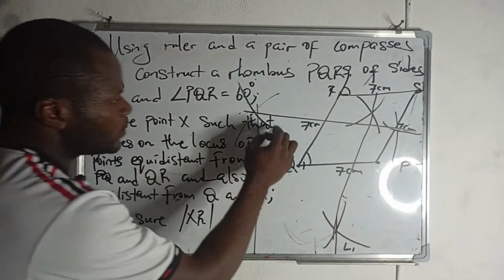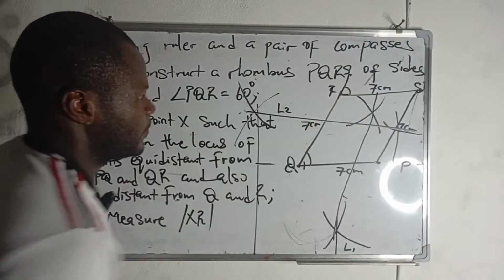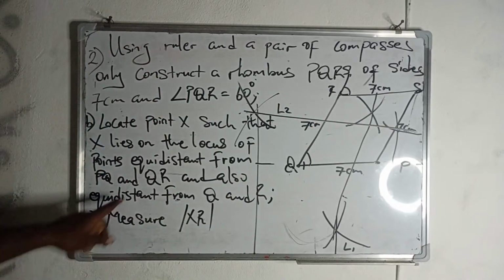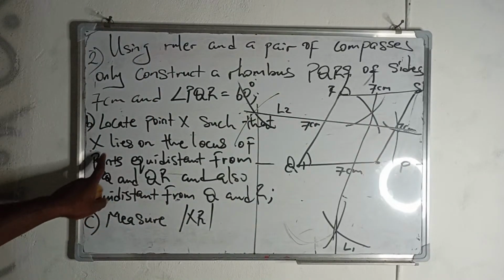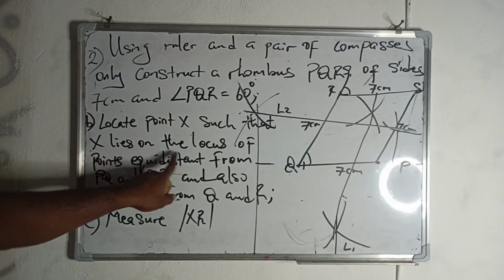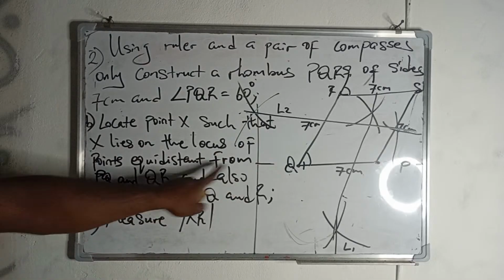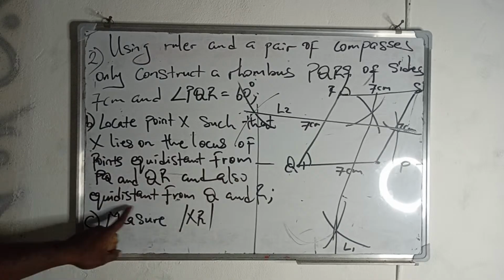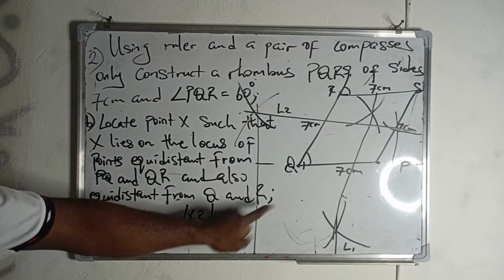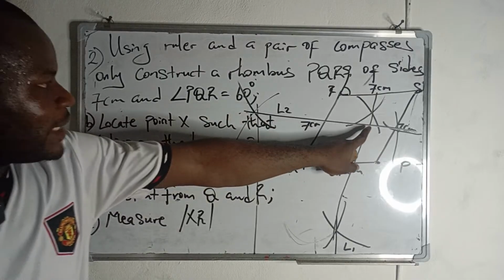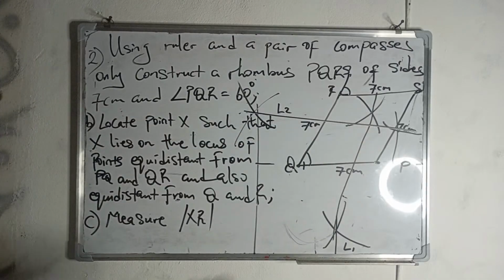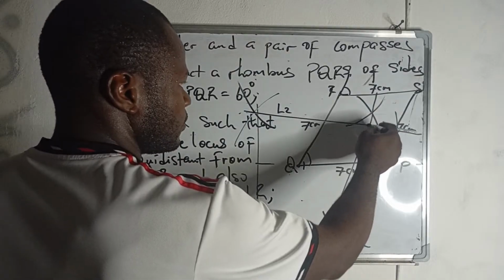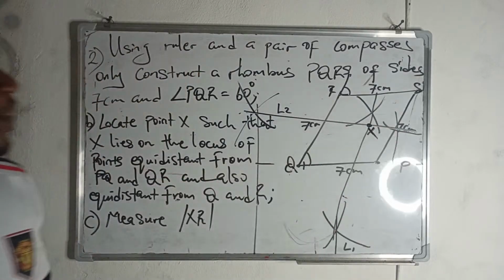Now this is our locus, this is our L2. Now at this point, remember, X lies on the locus of a point equidistant from PQ and QR, and also equidistant from P and Q. If you notice, this is where our X will be.